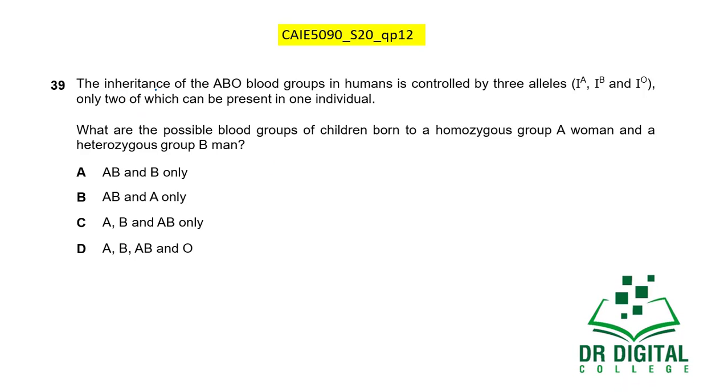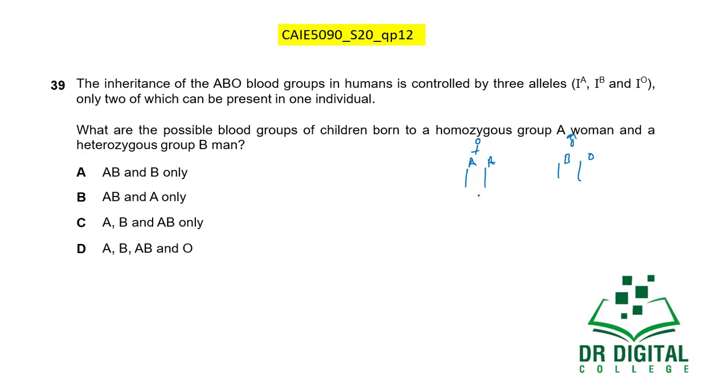In this question, the inheritance of ABO blood groups in humans is controlled by three alleles, IA, IB and IO, only two of which can be present in one individual. What are the possible blood groups of the children born to a homozygous group A woman, IA IA, and a heterozygous group B man, IB IO?